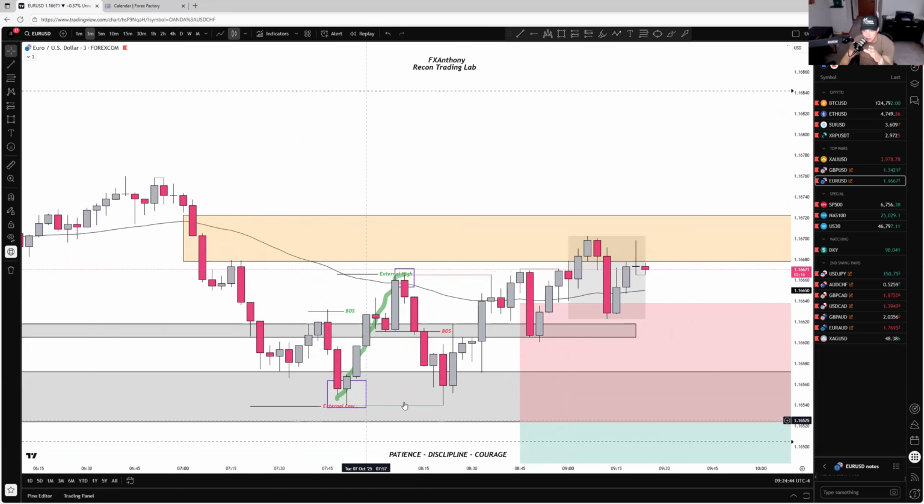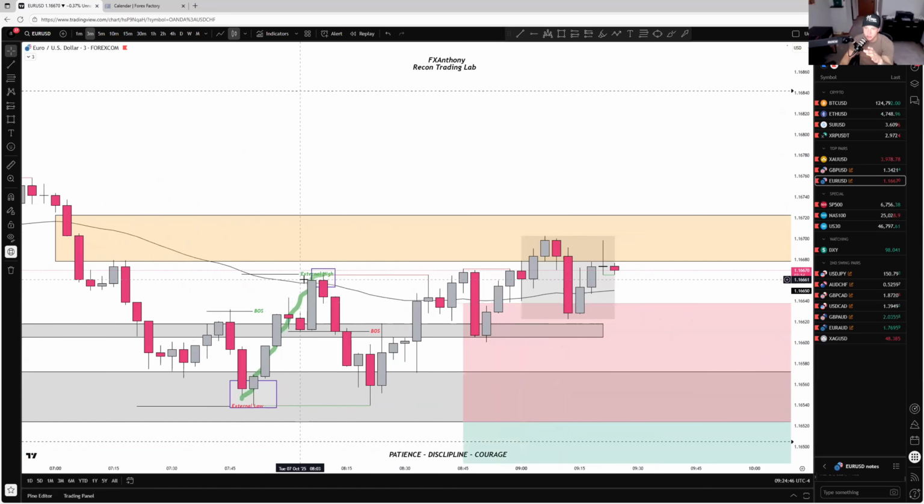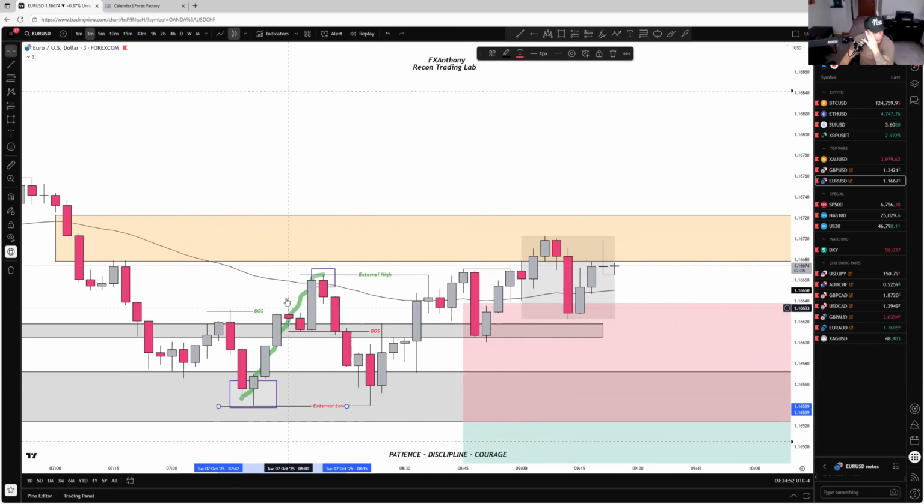But we're looking just at the zoomed in structure here. So this is your external high right there. This is your external low right there, right? This is your internal high. This is your internal low at the BOS. Higher high, higher low. And if you see, price created a BOS here: higher high, higher low, higher high, higher low.